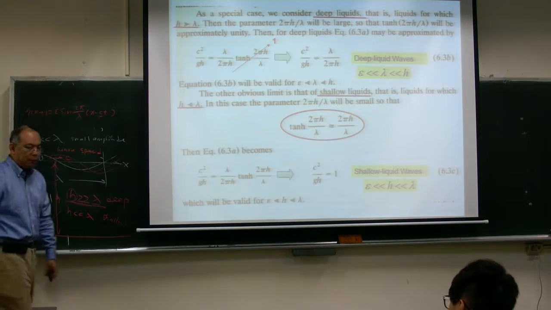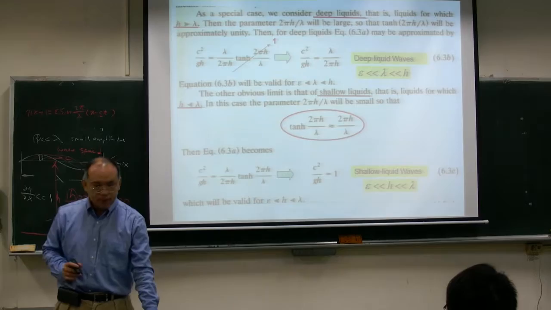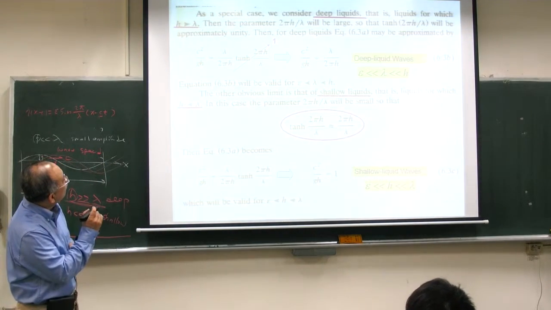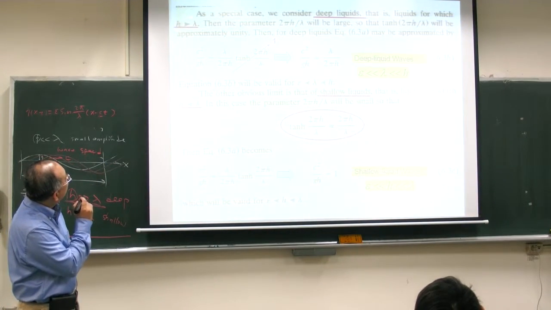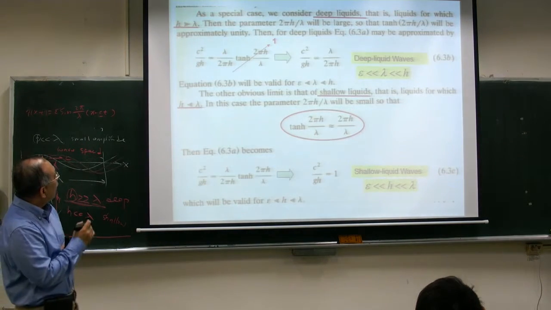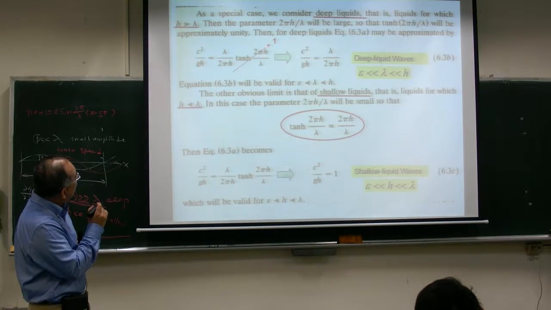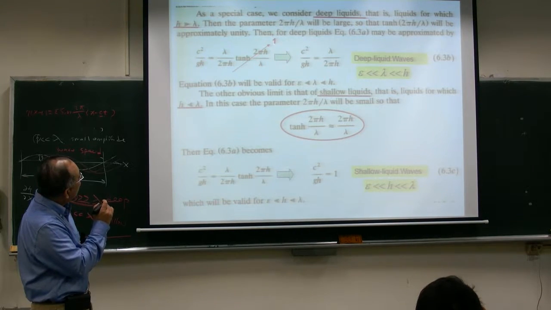We have this kind of extreme condition. So under deep liquid, h is much greater than lambda. What happens here? The hyperbolic tangent, when h over lambda is much greater than 1, because h is much greater than lambda, approaches 1.